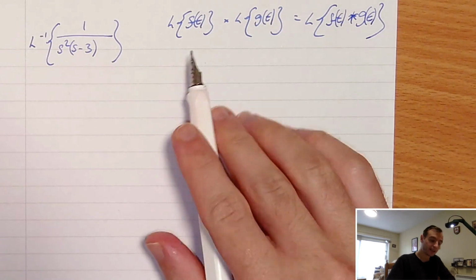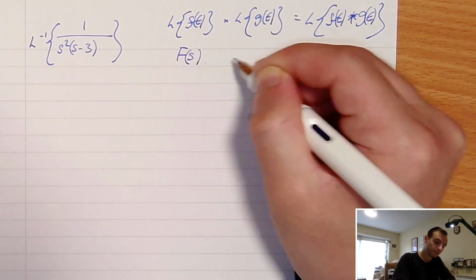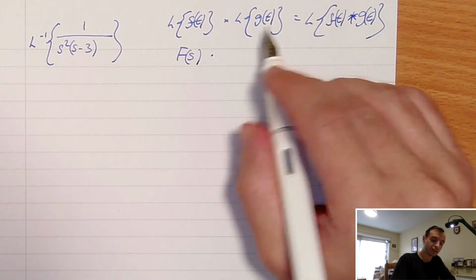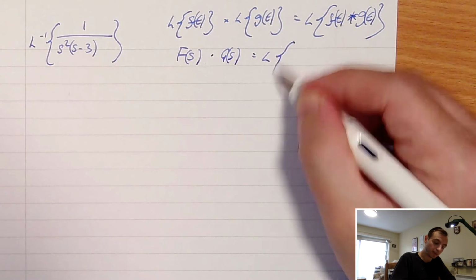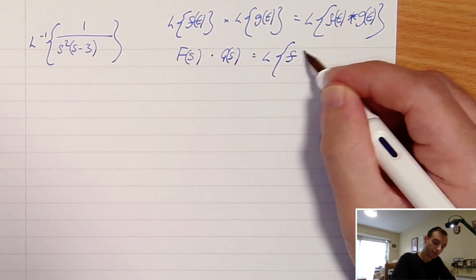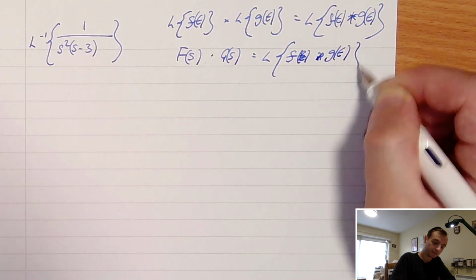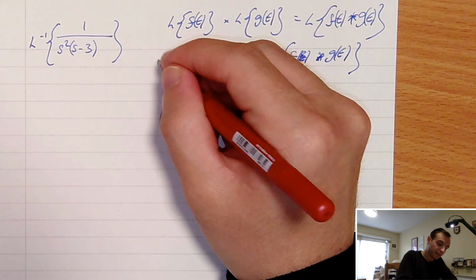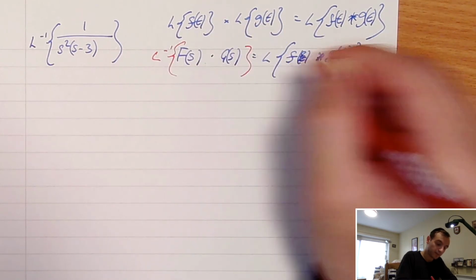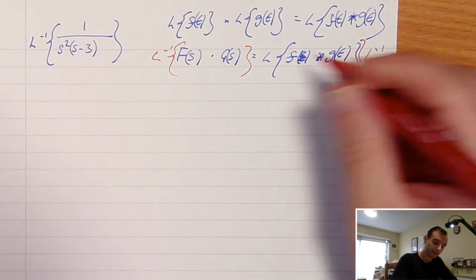So, if we take the Laplace transform of f(t) as F(s), dot the Laplace transform of g(t), which is abbreviated as G(s), we can say that that is equal to the Laplace transform of the convolution of f(t) convolved with g(t). Now, if we take the inverse Laplace transform of the left-hand side, that's going to be equal to the inverse Laplace transform of the right-hand side.